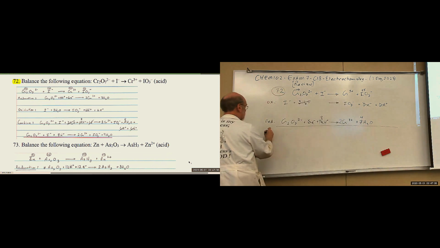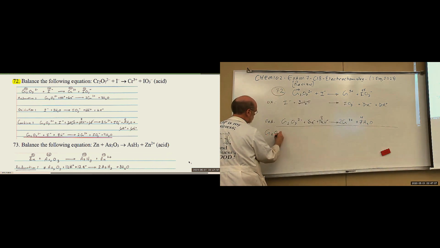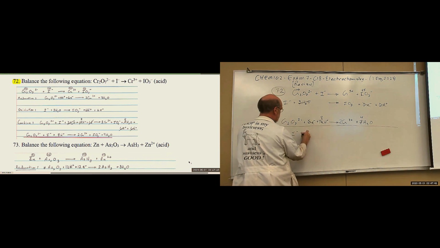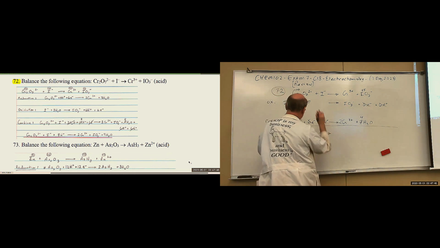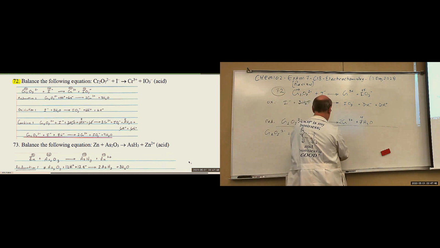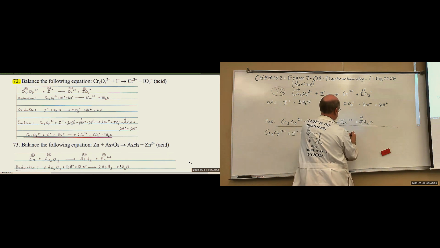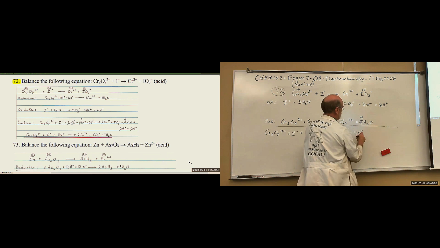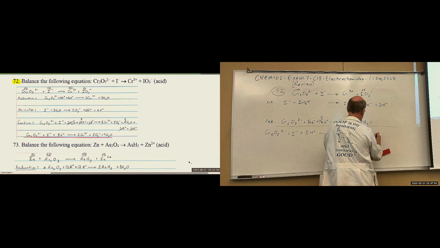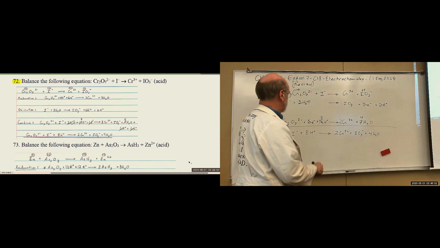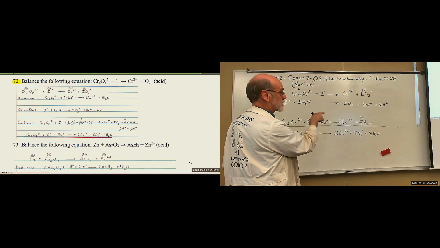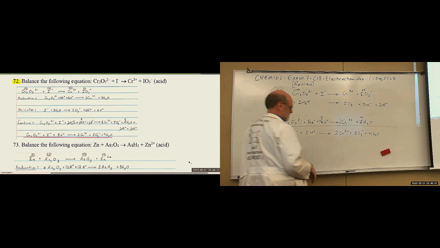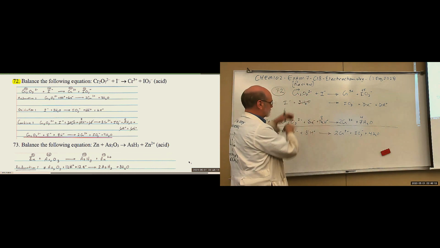So in the end, Cr2O7 2-, plus iodide, and then plus 8 hydrogens yields 2 chromium 3+ plus 1 iodate, and then plus 4 water. All right. Is that what I got there? Yep, that's it. That's the balanced acidic oxidation-reduction reaction for those 2.